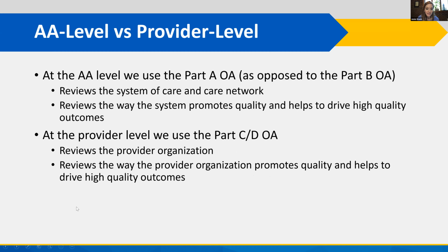So at the AA level, we use the Part A organizational assessment. So as you open the toolkit or you access things online, you actually want to start with the Part A, which might seem counterintuitive as opposed to the Part B. We use this Part A organizational assessment because it reviews the system of care and care network. And it reviews the way that your system would promote quality or help drive those quality outcomes. So because of that systems piece, that's why we apply the Part A organizational assessment.